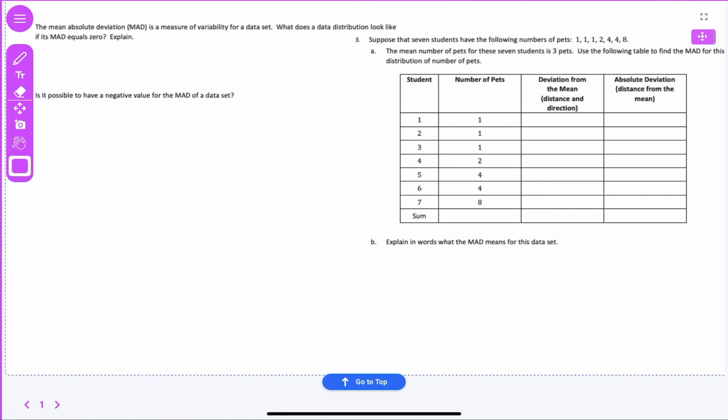This is Math 6, Module 6, Lesson 9 exit ticket. It says the mean absolute deviation, or the MAD, is the measure of variability for a data set. That would be a key word that you need to look out for: MAD. Variability. That's what it measures. What does a data distribution look like if the MAD is equal to 0? Which means the variability is 0.